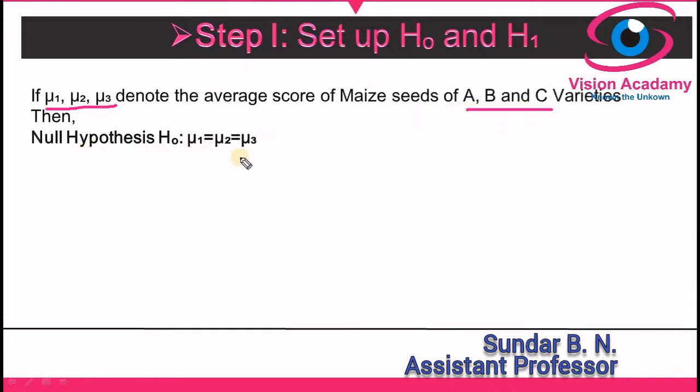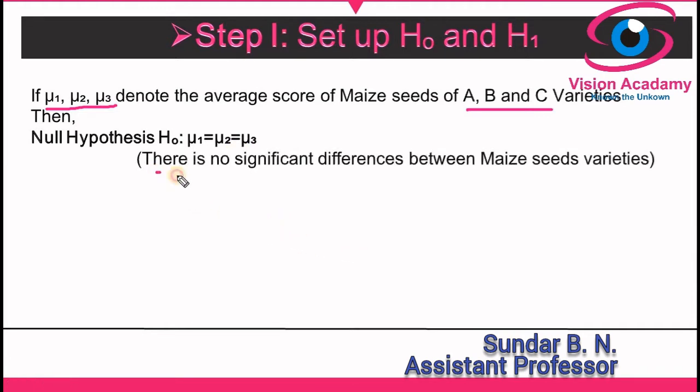So my null hypothesis would be mu1 is equal to mu2 is equal to mu3. Which means, in statement form, I can say that there is no significant difference between maize seed varieties. So my null hypothesis is there is no significant difference between the varieties.